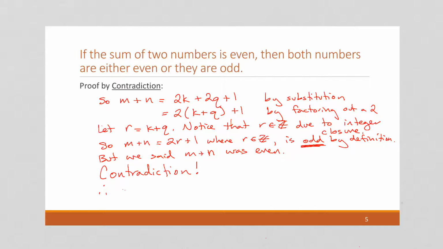Therefore, the negation is false, and our original statement is true. And that original statement was this theorem up here. Okay, so we just proved this theorem by contradiction. Now we're going to prove it by contraposition.